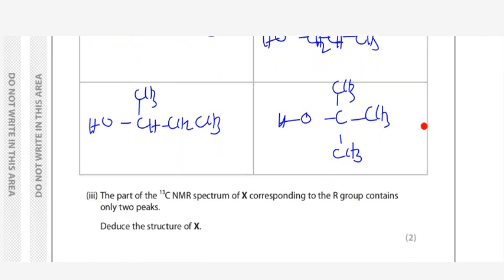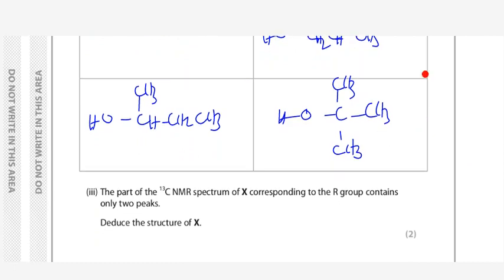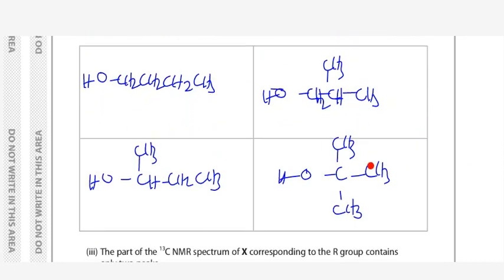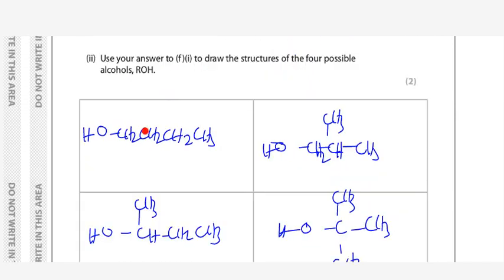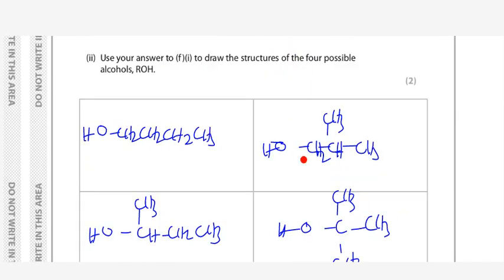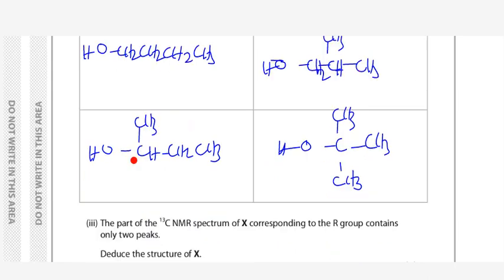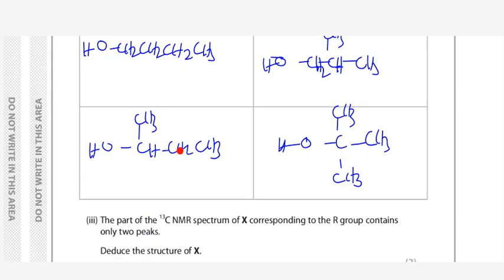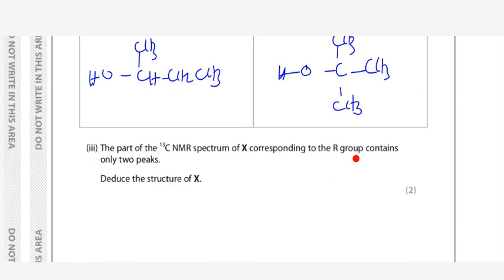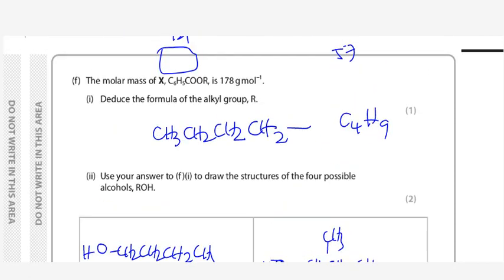Part of the 13C NMR spectrum of X corresponding to the R group contains only 2 peaks. Then of course it has to be this. This has 1, 2, 3, 4 peaks. 1, 2, 3 peaks. 1, 2, 3, 4 peaks, and this is only 2 peaks. You can draw this structure. The carbons are in only 2 different environments. Right? 2 different environments. So structure of X, what is X?